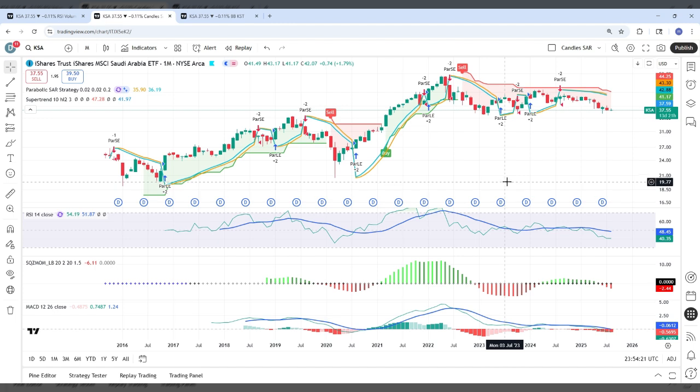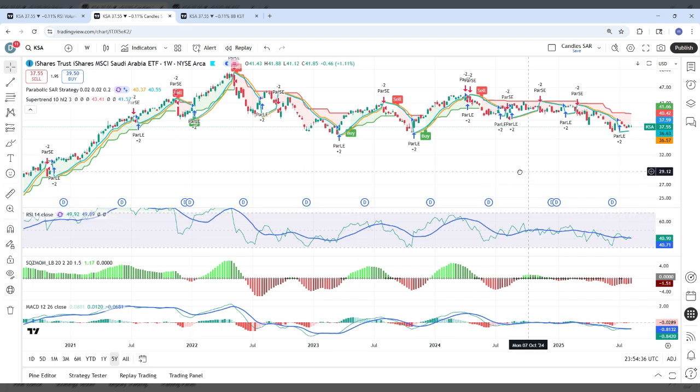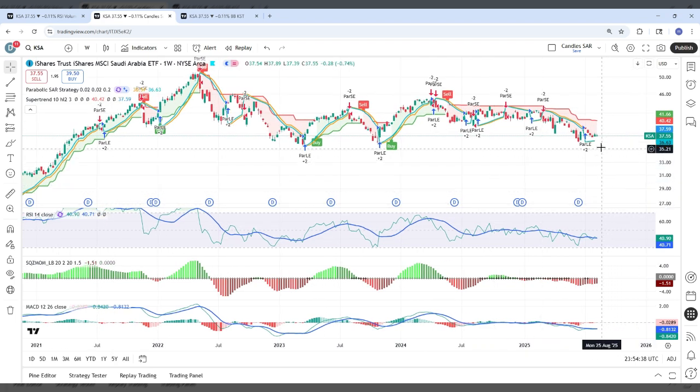here we have our parabolic SAR and our super trend. Everything is bearish. Our RSI is bearish. Squeeze momentum is bearish. Everything is bearish on the monthly. If I go to the weekly, we got a buy on the parabolic SAR. For now, it's got to continue up to keep it.